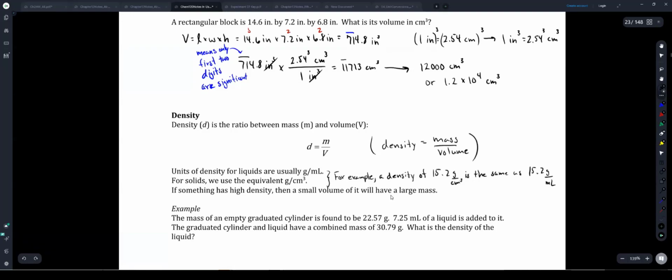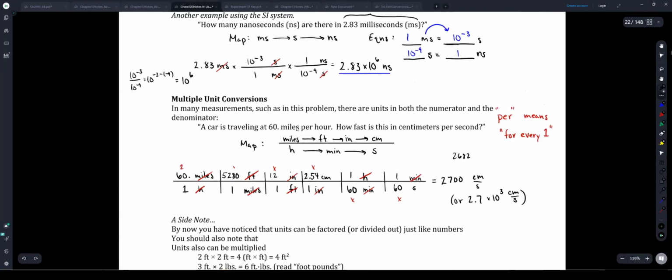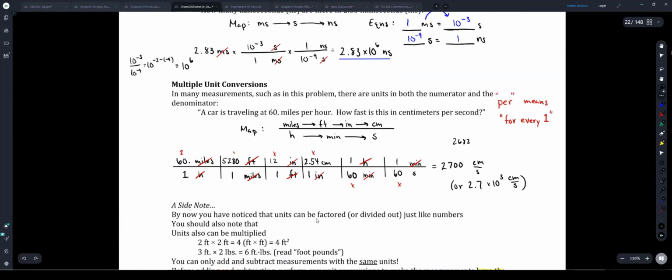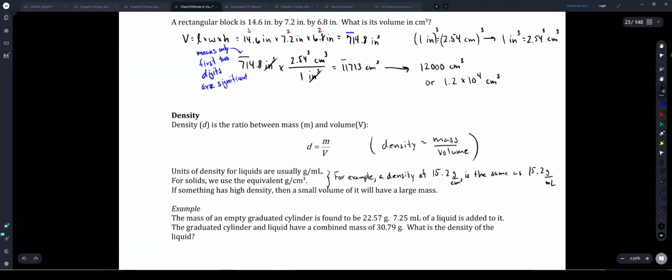This works exactly like what we were talking about before, where we were dealing with units that have two parts a lot of the times. You want to think of density as a conversion factor between mass and volume. That's its purpose.